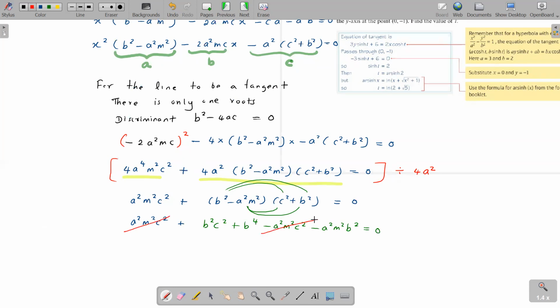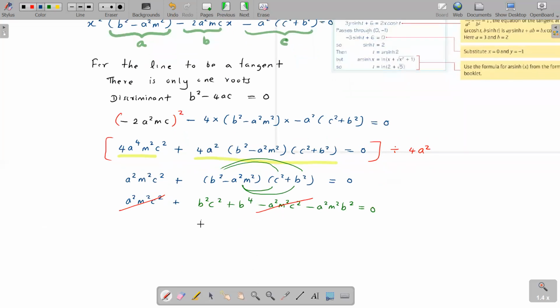These two, a square m square c square, will cancel out. From the remaining terms, b square c square plus b to the power 4 minus a square m square b square equals 0. I can divide the whole thing by b square. Everyone, b square is common to everyone. So I end up getting c square plus b square minus a square m square equals 0.